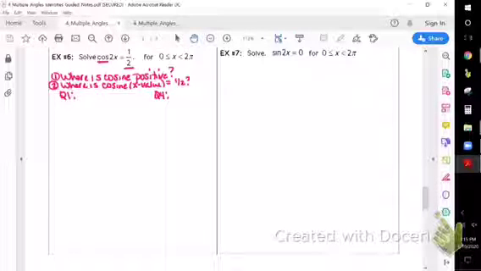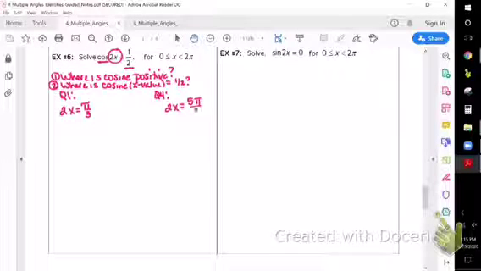Alright, so look in quadrant 1. It's equal to 1/2 at pi over 3. But we're not just looking for theta, we're looking for 2 times x. So we're going to put that 2x is equal to pi over 3. And then in quadrant 4, we're looking for where that 2x would equal, well, cosine is equal to 1/2 in quadrant 4 at 5 pi over 3.